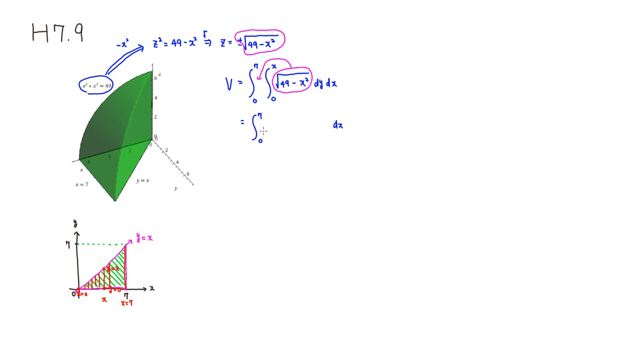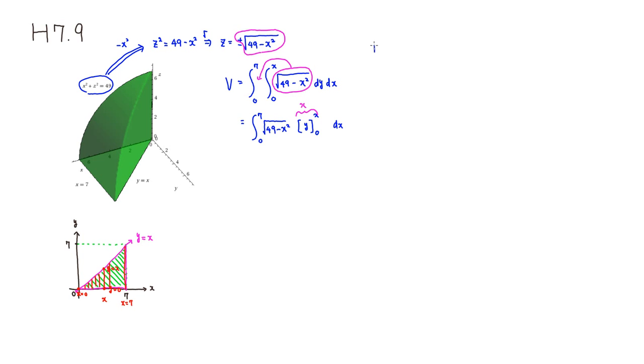So you have the square root of 49 minus x squared. The antiderivative of 1 with respect to y is just y, going from 0 to x. If you plug in x, you get x minus 0, so this is just x.